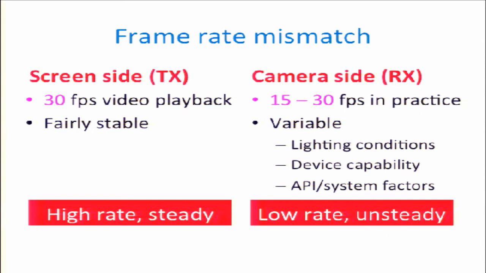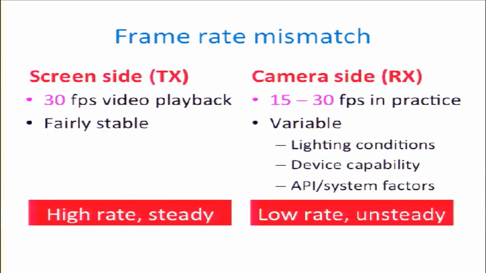So on your display, you play a video, for example, and there's a certain playback rate. Typically, we're familiar with 30 frames per second, because video is done in a standardized way, and it's actually very steady. Steady in the sense of stable, in the sense that you can control it more easily, and it's more standardized. So typically what you see there is a high rate and steady.